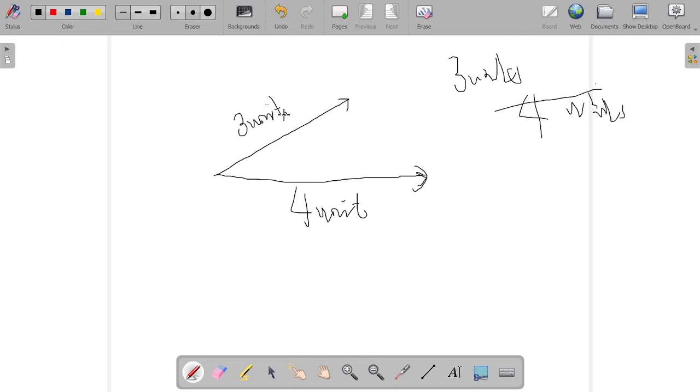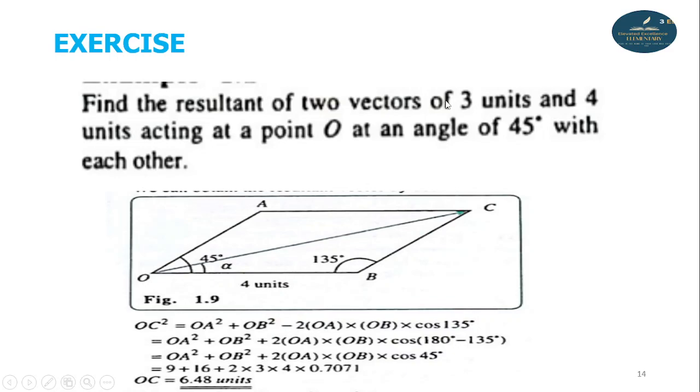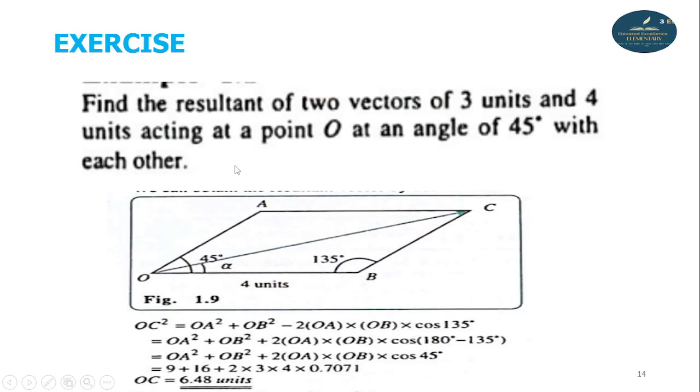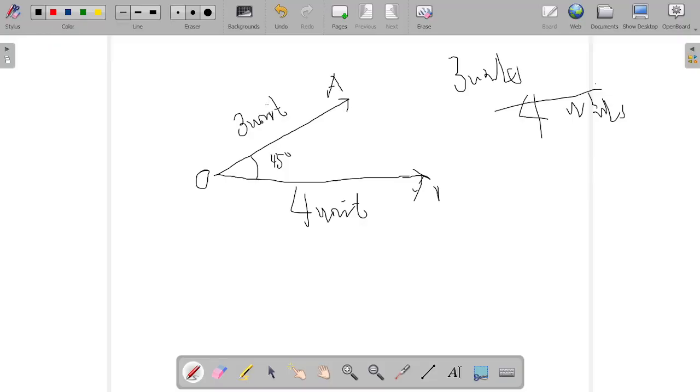Now let's proceed. The angle is 45 degrees to each other, acting at a point O, so we need to include that as well. They act at point O. Now let's label our diagram. This will be A. This should be properly drawn. The head is very important, which is the pointer to the direction. Let's give this B.